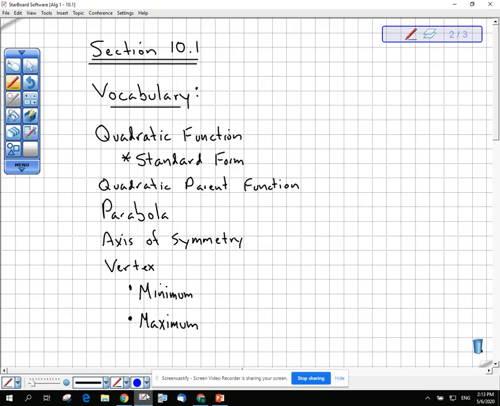Algebra 1, Section 10.1, quadratic functions. We'll start out with quite a bit of vocabulary.